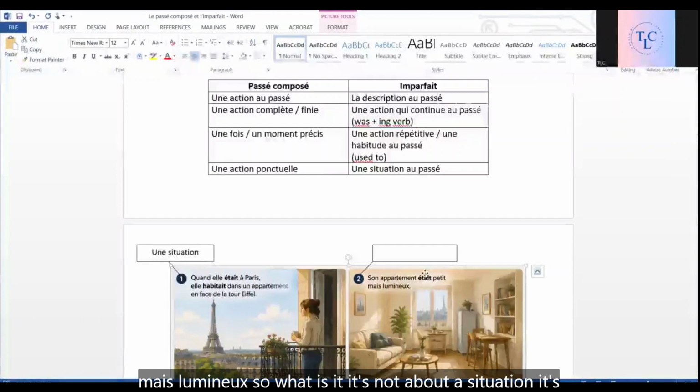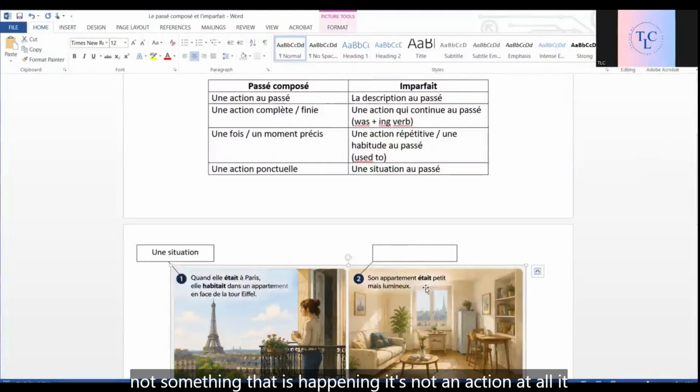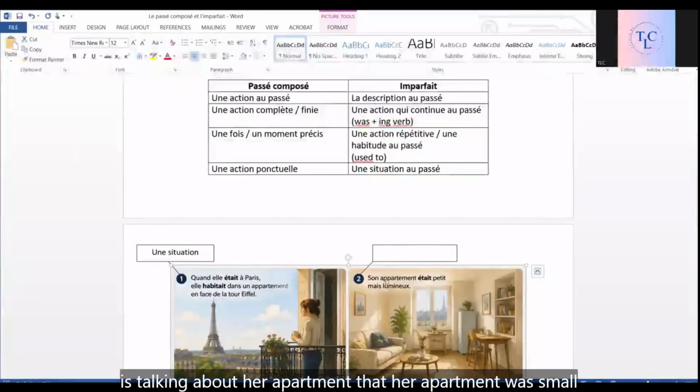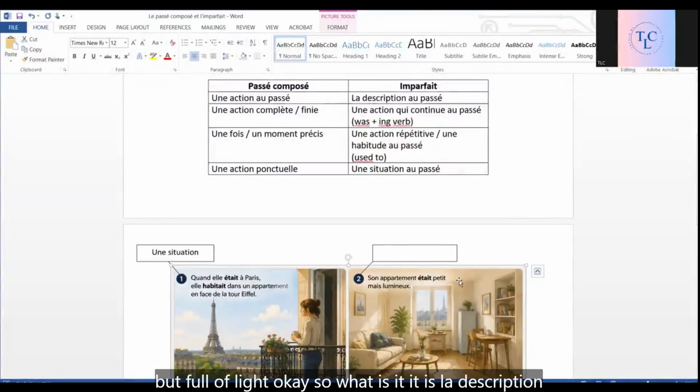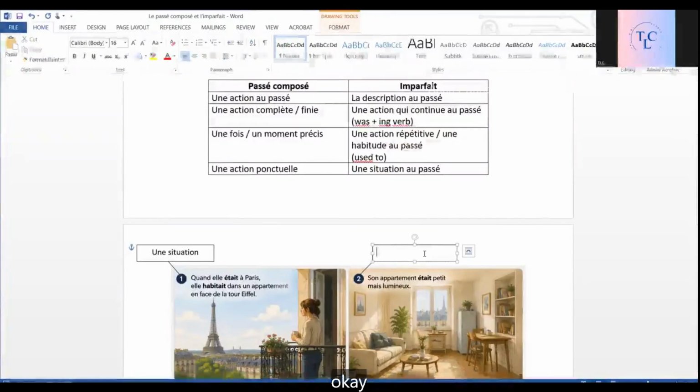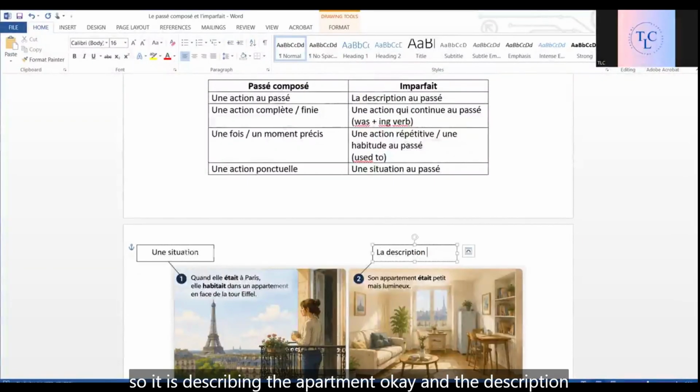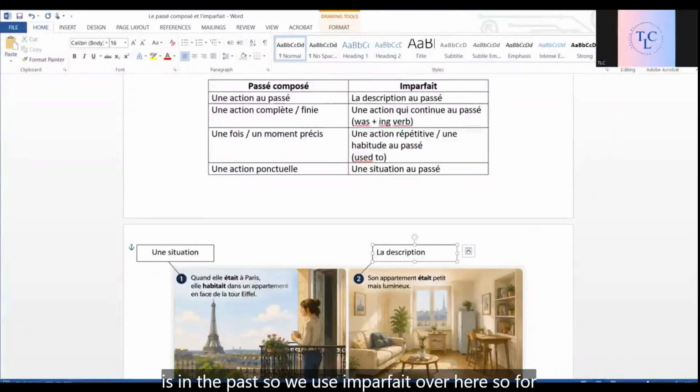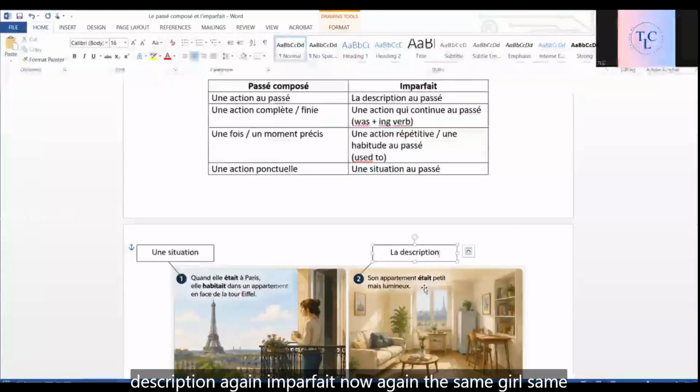So, what is it? It's not about a situation. It's not something that is happening. It's not an action at all. It is talking about her apartment, that her apartment was small but full of light. Okay. So, what is it? It is la description. Okay, so it is describing the apartment. And the description is in the past, so we'll use imparfait over here. So for description, again, imparfait.